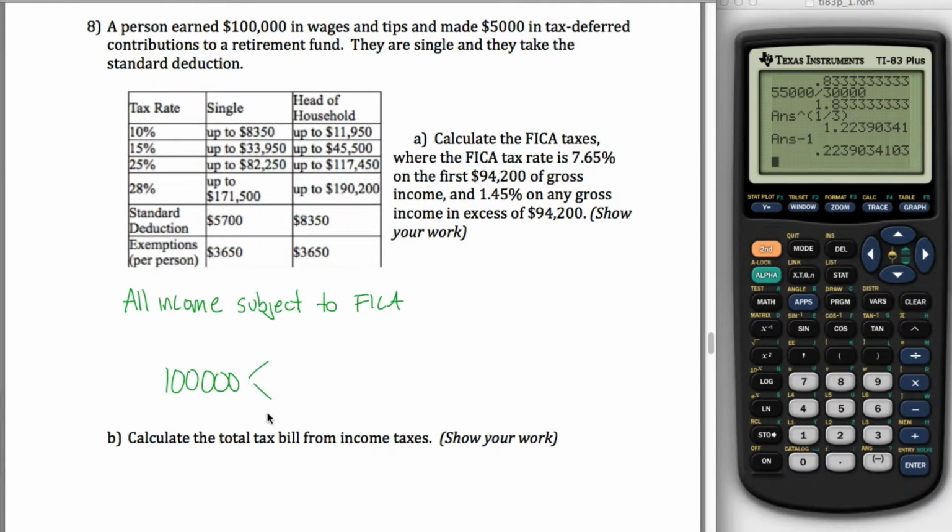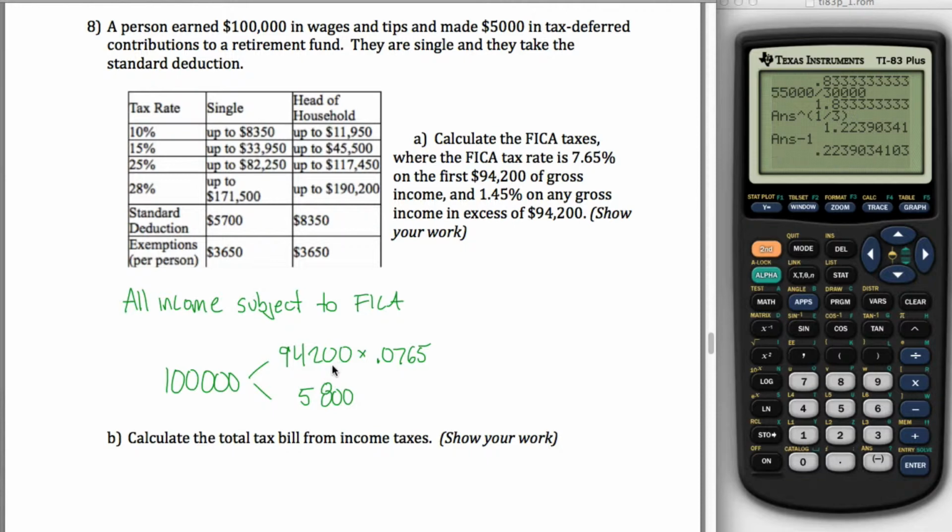But it gets taxed in two different ways. It tells you somewhere in here the FICA tax rate is 7.65% on the first $94,200 gross income of all of your income. So you take this $94,200, most of your $100,000, and you multiply that by 0.0765, 7.65%. And then any income in excess of $94,200, in other words, the difference between $100,000 and $94,200. If you do $100,000 minus $94,200, you get $5,800. This is the income in excess of this limit.